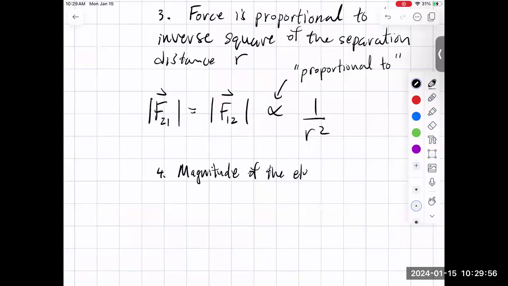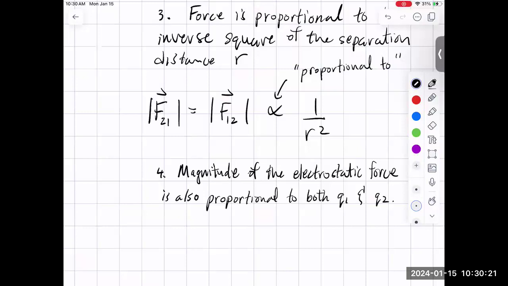Okay, so the magnitude of the, we'll call it electrostatic force, is also proportional to both Q1 and Q2. Okay, so then we would say the two forces are equal but opposite, and they're both proportional to Q1 and Q2. Or another way of saying the same thing is that they're proportional to the product of these charges. And I put everything in absolute value signs because this point is not about the direction of the forces. We've already handled that. It's just about the strength or the size of the force.